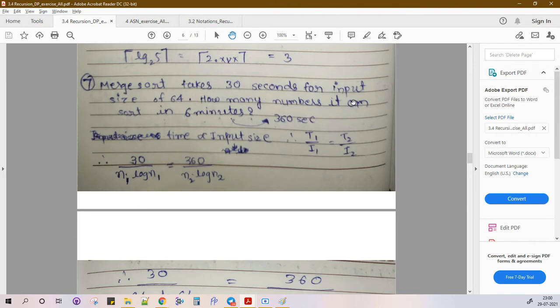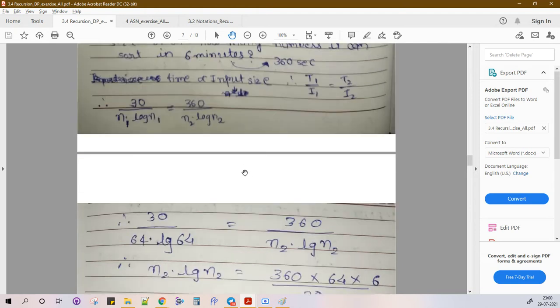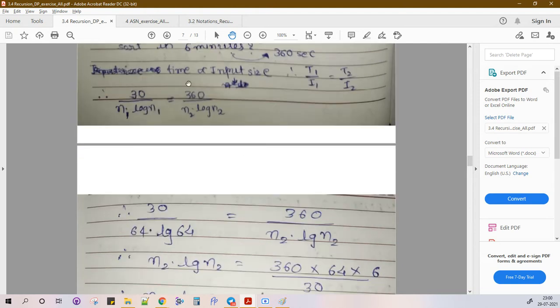Now they are asking how many numbers it can process in 6 minutes, that means 360 seconds. So 30 divided by n1 log n1 equals 360 divided by n2 log n2. I guess it is solved in a different way. They are trying to find out the constant first, then multiplying by n2 log n2 and dividing by 360. We are doing the same thing, nothing fancy.